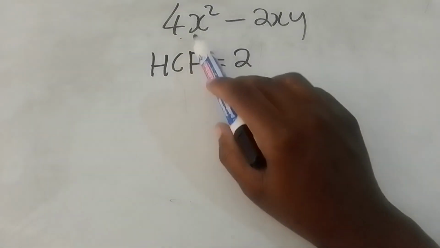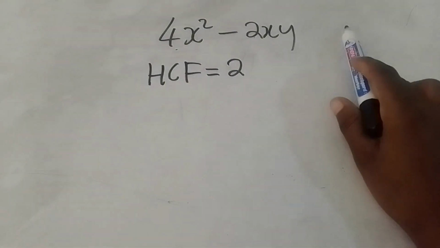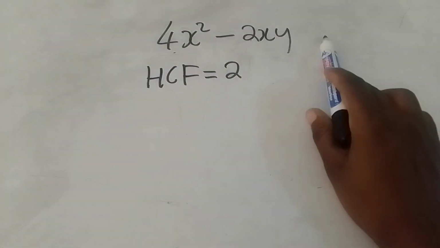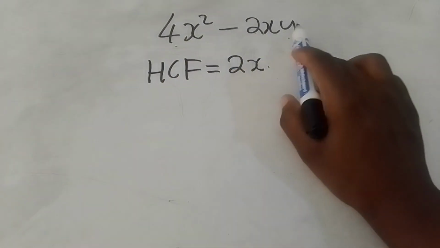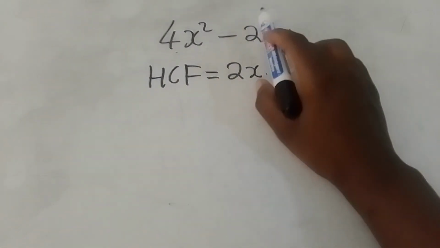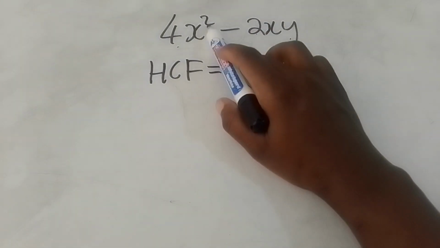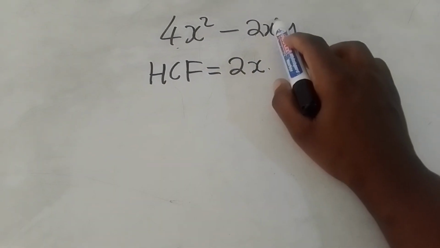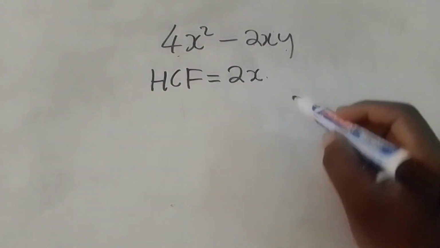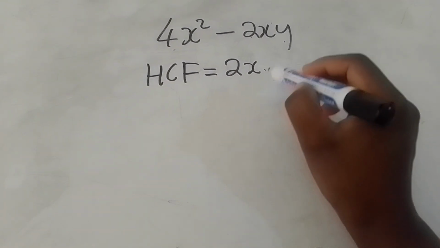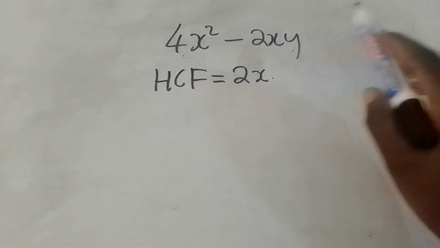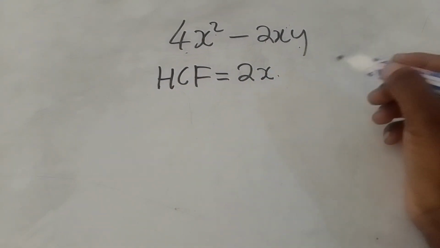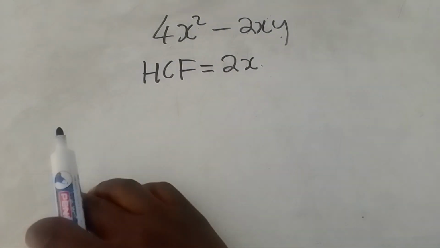Now, for the variables, which variables are common? We see x is common, so that means we will include x in the highest common factor. We see y is not common, so we will not include it. Now for the x's, we look at the powers. Here the exponent is 2, here the exponent is 1. So we include this one, so that means we have 2x. This is the smallest power because it's to the exponent 1, while this is to the exponent 2. So our highest common factor is 2x.